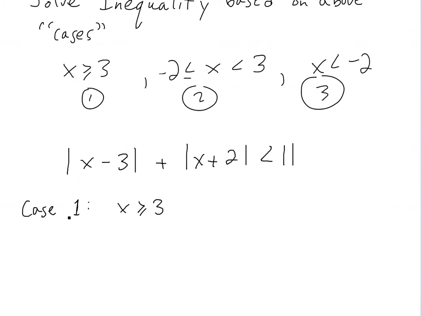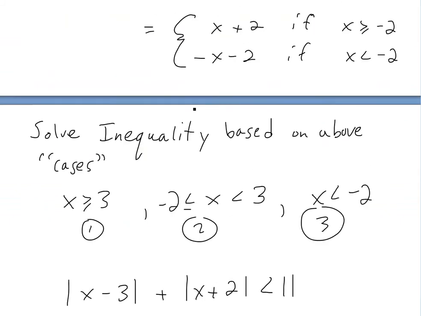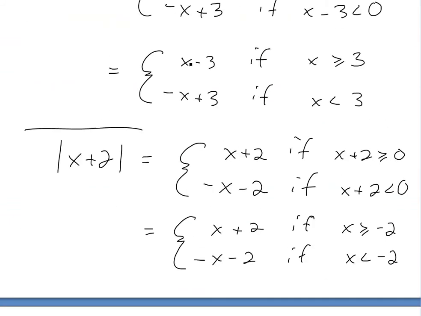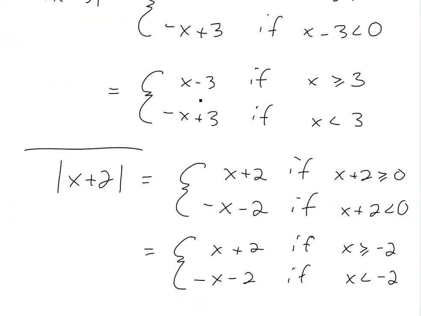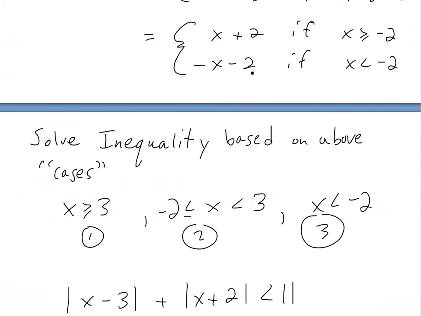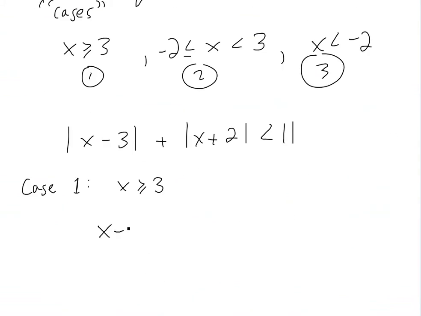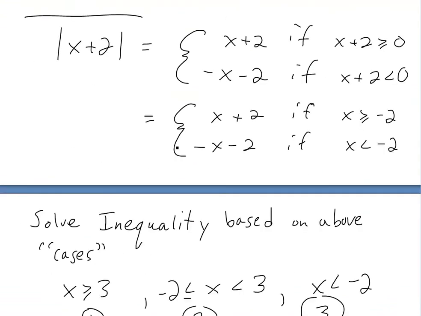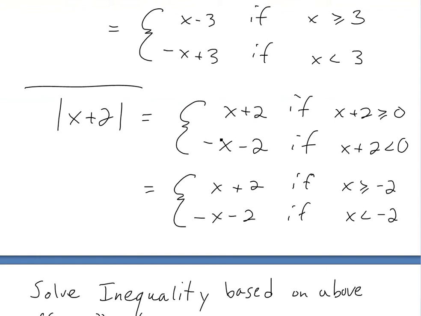Yeah, so if we solve for case 1, we have to solve this inequality based on this first one here, where x is greater than or equal to 3. So when x is greater than or equal to 3, the absolute value of x minus 3 is going to be positive, so we're just going to write that down. This is going to be exactly like this, so there's no absolute value sign. We get rid of it. That's the whole point of these cases, to get rid of that absolute value sign.